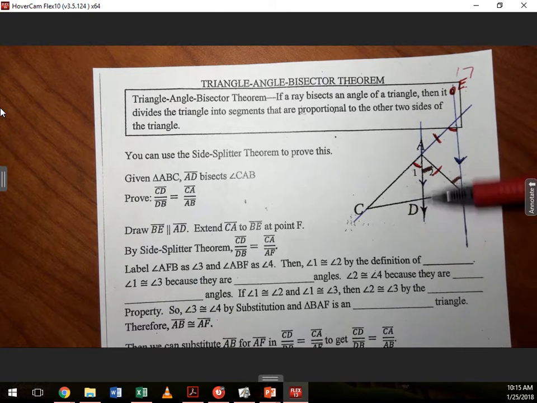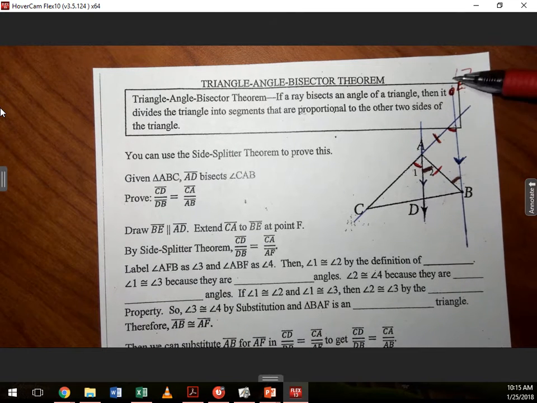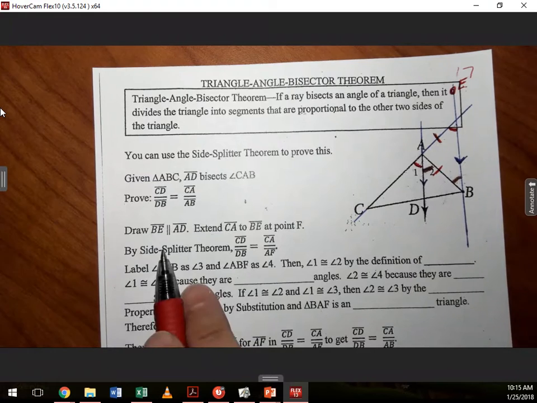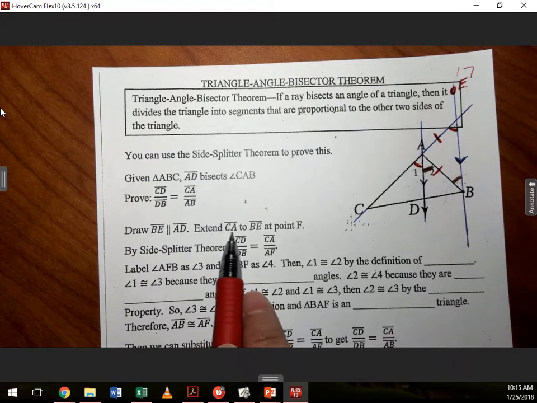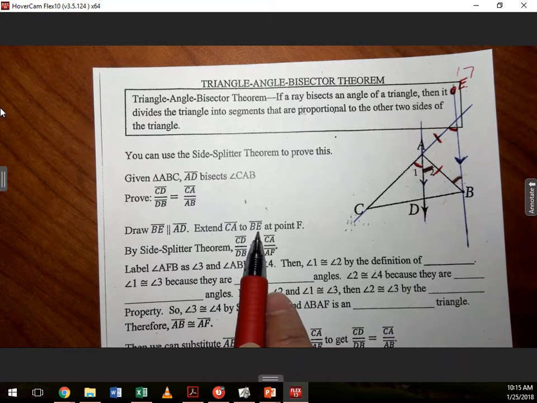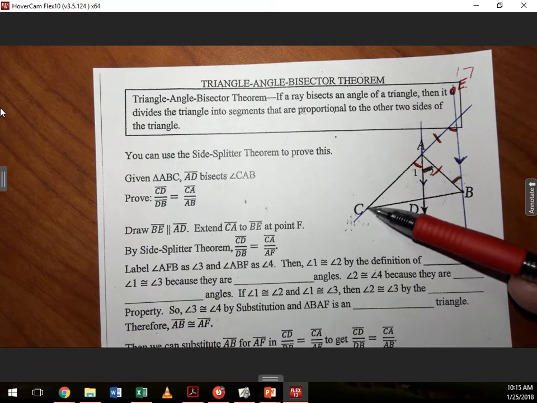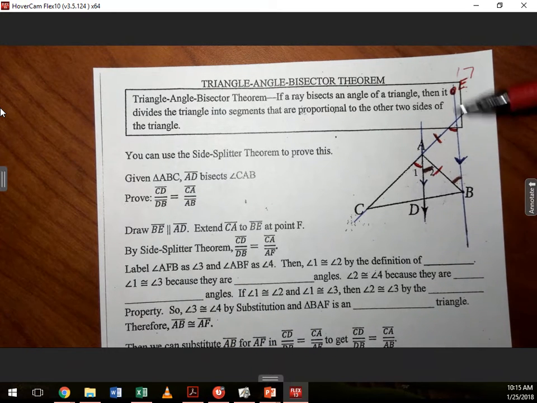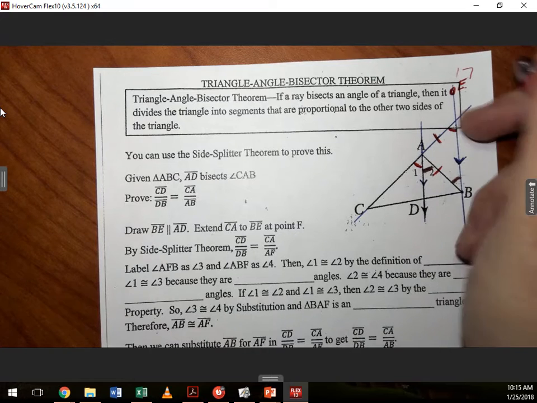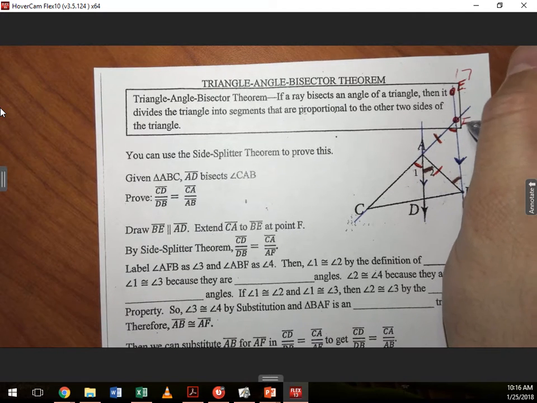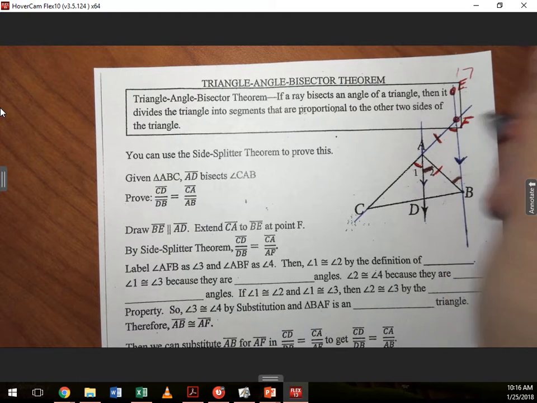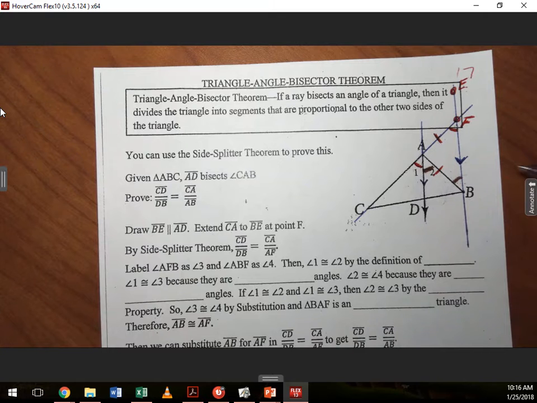So AD was this line that was parallel. BE is this line right here. So we drew those. So we extended those lines. Okay. Extend CA to BE at point F. CA connects BE. So that makes this one right here point F. So I have that one as point F now. So we're going through and labeling everything that we said.